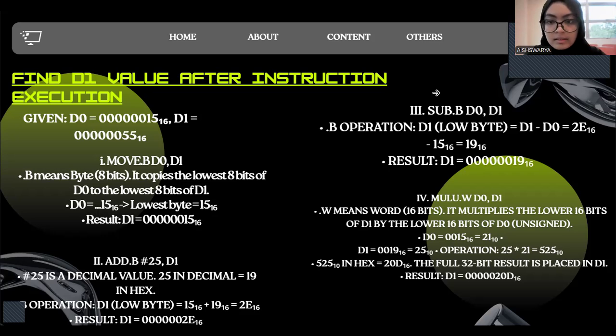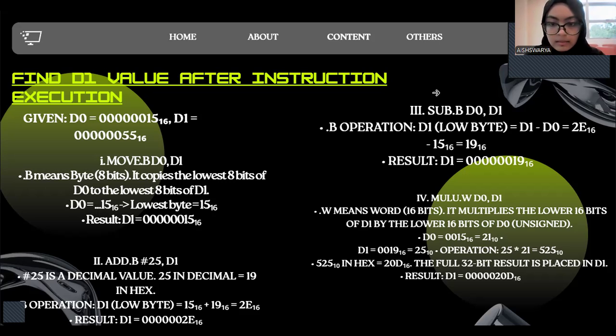Third is SUB.B D0, D1. B operation on the D1 low byte. D1 minus D0, 2E minus 15 equals 19. The result is D1 equals 00000019.